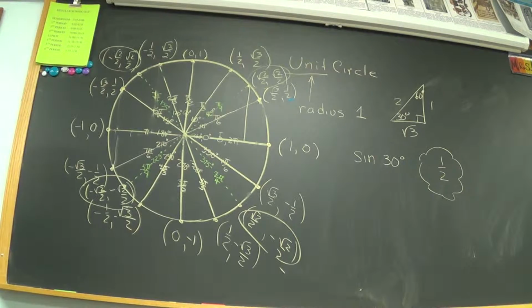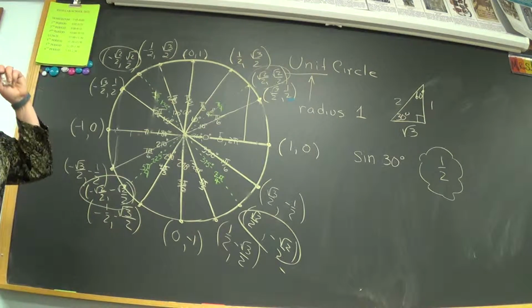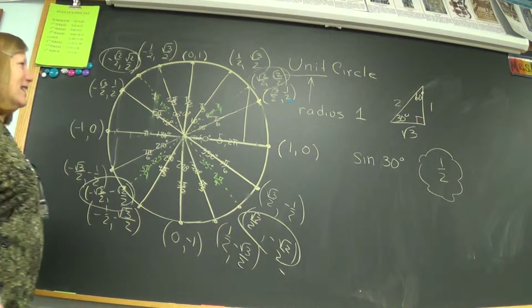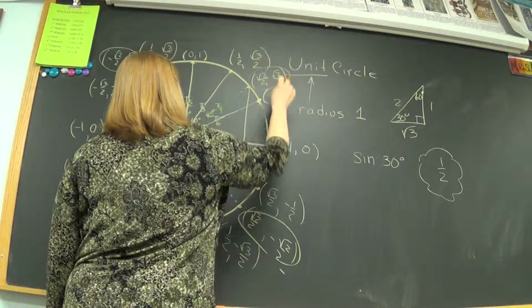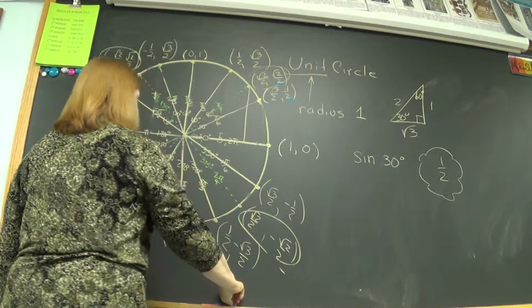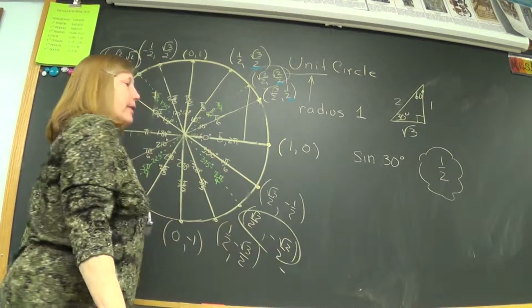So is y always the sine? It is. Okay. Oh, y is always the sine? It is. Oh, that's nice. So, and this one, the sine of 45 is square root of 2 over 2. And we've actually done that one in our homeworks. And the sine of 60 is square root of 3 over 2.